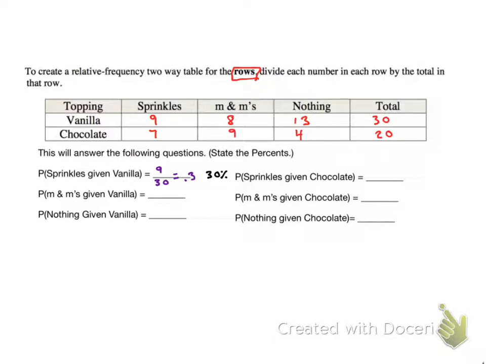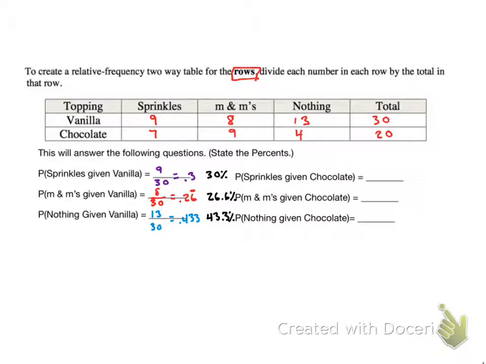Okay. Now let's do M&M's given vanilla. So it's going to be the same thing. If it's given vanilla, that's going to be our denominator. Given vanilla, how many people like M&M's? 8. So 8 out of 30 gives us 0.26, and that's forever. So if we change that to a percent, it's going to be 26.6%. Okay, and now last one, which they like nothing given vanilla, that's 13 out of 30. 0.433 forever, and as a percent, that is 43.3%.